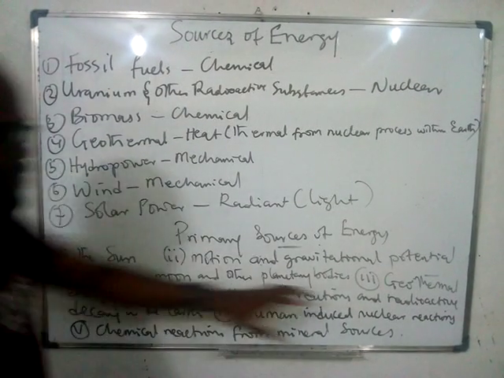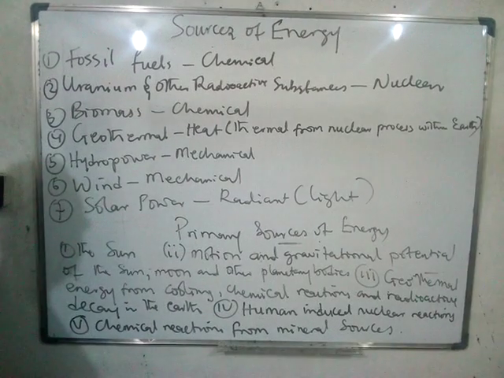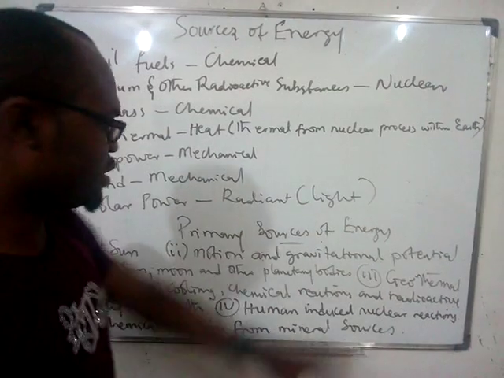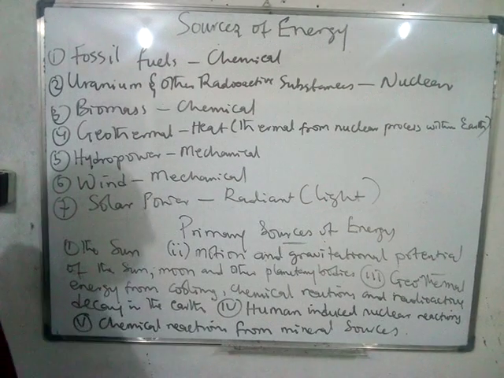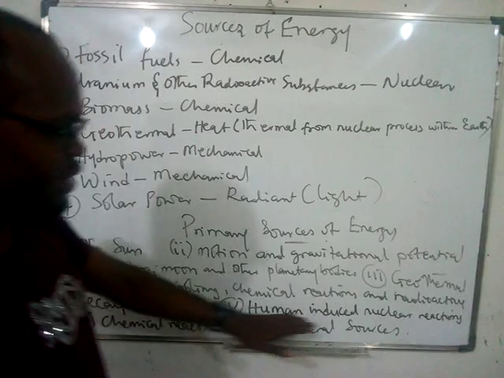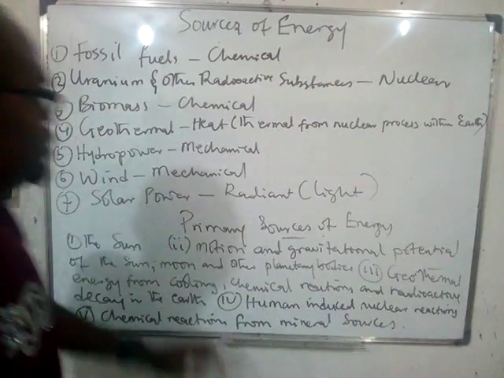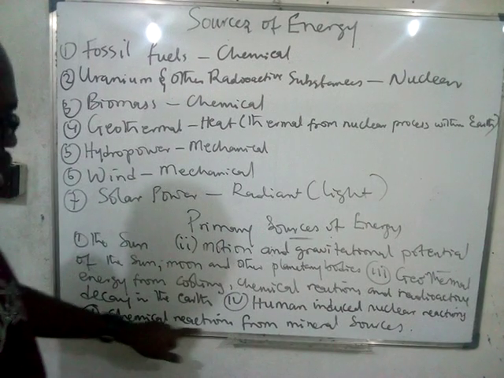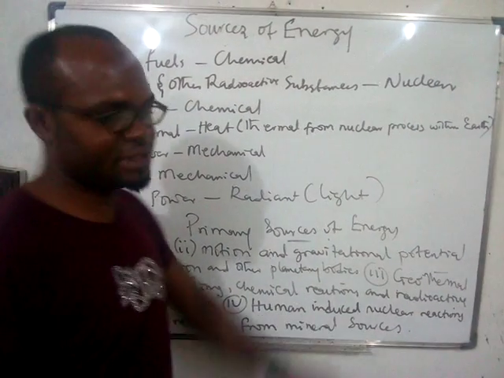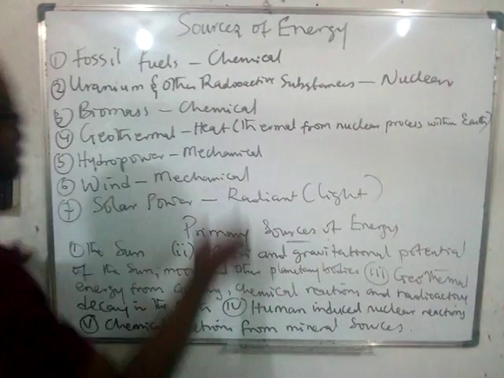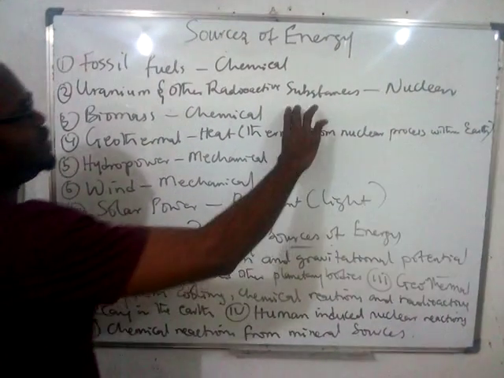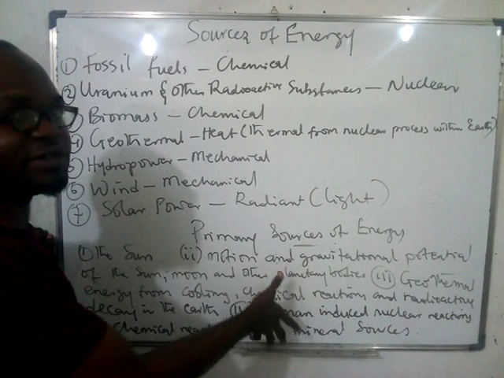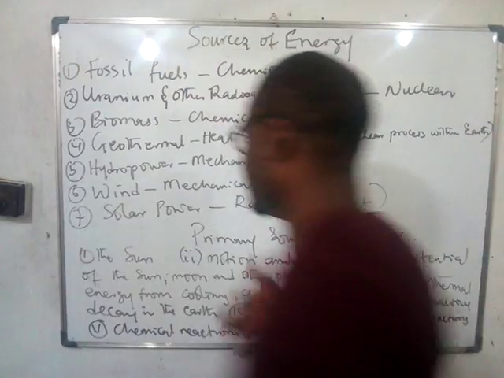We also have another source known as geothermal energy, which is energy from the cooling and chemical reactions and radioactive decay in the earth. Then we also have energy from human-induced nuclear reactions, call it nuclear energy. And we also have chemical energies from mineral sources. So you can classify sources of energy in this form or this form. This is the primary classification, which is directly from what you're getting it from.